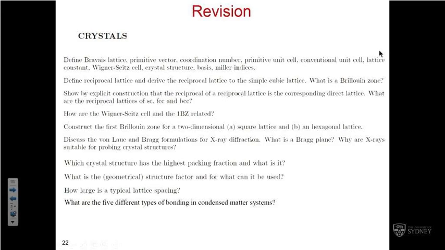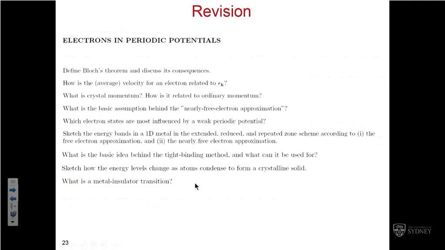So the structure factor is used to derive the atomic structure of crystals. You should have some idea of how large typical lattice spacings are, like say 3 angstroms up to 5 angstroms, that kind of order of magnitude. And remember, we talked about the 5 different types of bonding in the materials. You should know what they are off the top of your head. Not too hard. And then we did Bloch's theorem.